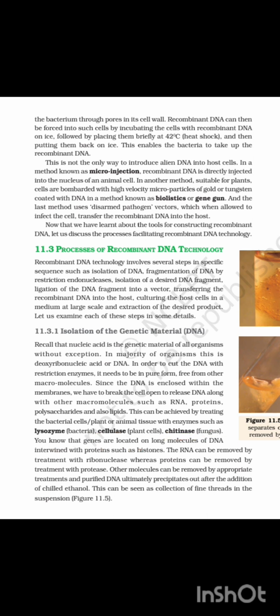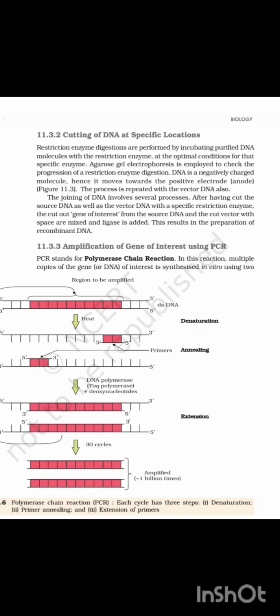You know that genes are located on long molecules of DNA intertwined with proteins such as histones. The RNA can be removed by treating with ribonuclease, whereas protein can be removed by treatment with protease. Other molecules can be removed by appropriate treatment, and purified DNA ultimately precipitates out after the addition of chilled ethanol. This can be seen as a collection of fine threads in the suspension. Figure 11.5.